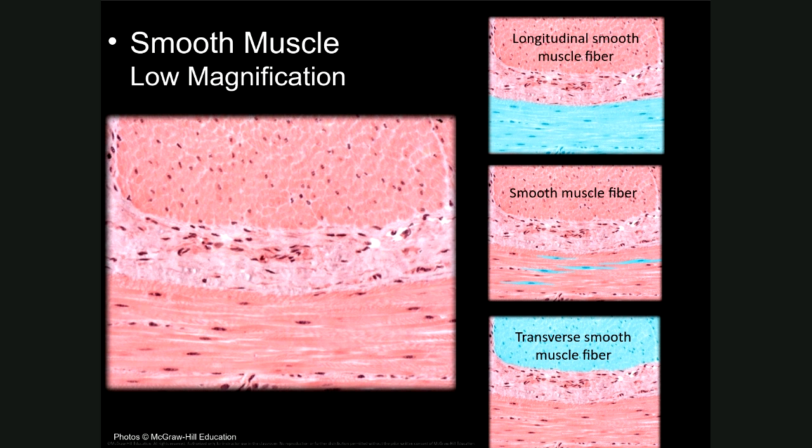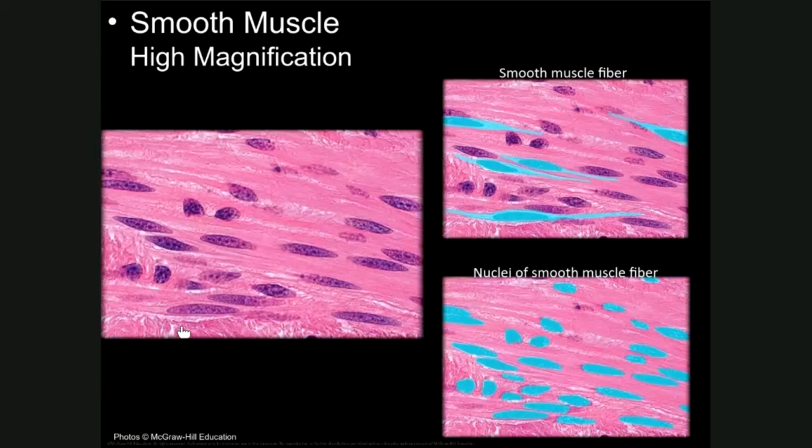Here's a magnification of the smooth muscle. You see the longitudinal smooth muscle here. You see the transverse smooth muscle fiber on top with the smooth muscle fiber in between. Here's another picture of the smooth muscle. The fiber itself is highlighted here, and then the nuclei right there. It's highlighted here as well.